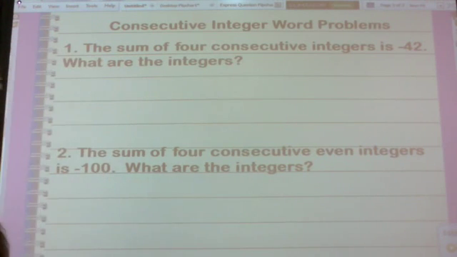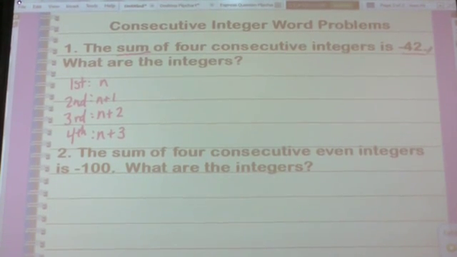The first example states, the sum of 4 consecutive integers is negative 42. What are the integers? So the first thing that you want to write down is your first integer, your second integer, your third integer, and your fourth integer. If my first one is n, to get to that next number, I would need to add 1 to n. To get to the next consecutive integer, I would add 2, and so on. Okay? The sum of these is equal to negative 42.